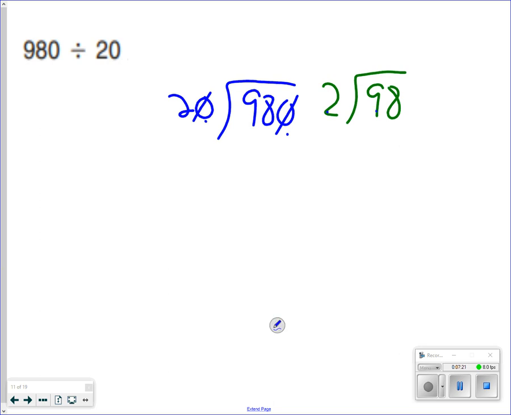How many 2s can go into 9? 4 can go without going over. 2 times 4 is 8. I'm going to subtract. I get 1. I'm bringing down the 8. And I'm going to ask myself, how many 2s go into 18? I know 2 times 9 equals 18. So I put that there. I've got a 0. My answer is 49.